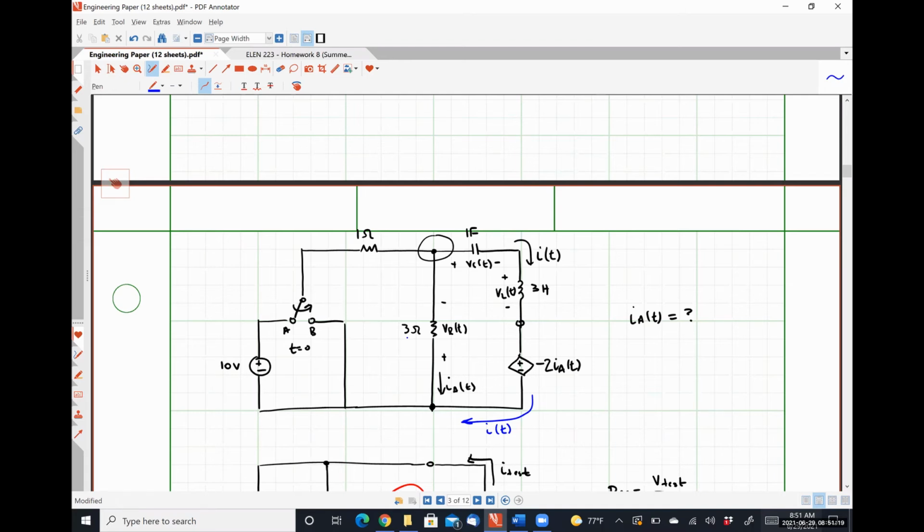Sounds like we should be using current division as the most efficient way to determine that. It's by no means the only way to do it, but it is the most efficient way. Does that make sense? So to avoid having to get some relationship for figuring out what that voltage VR is, we would have to do KVL around the right-hand loop, which means we'd have to know not only that current I of t, but also the capacitor voltage VC of t and the inductor voltage VL of t. We can solve for it directly using current division. So that's the approach that we're going to take.